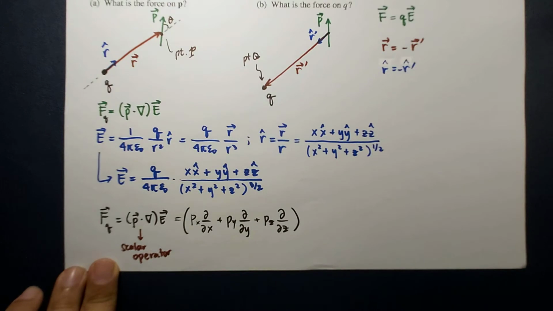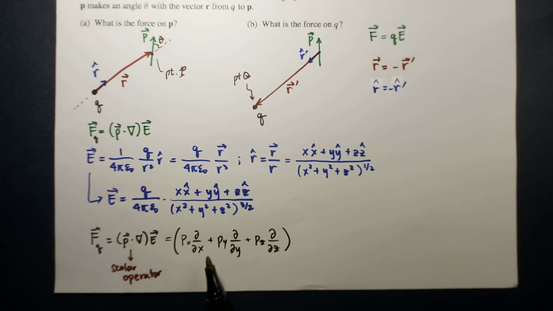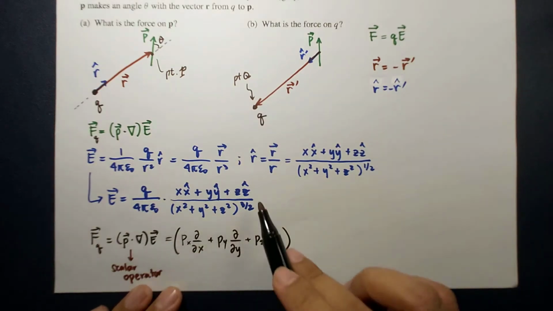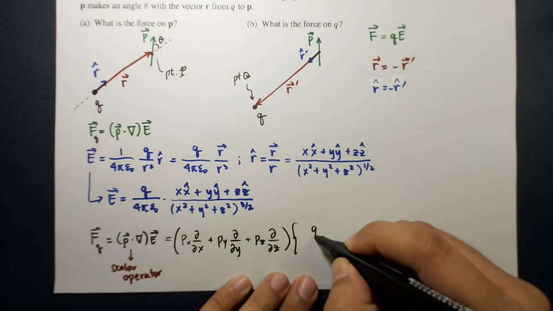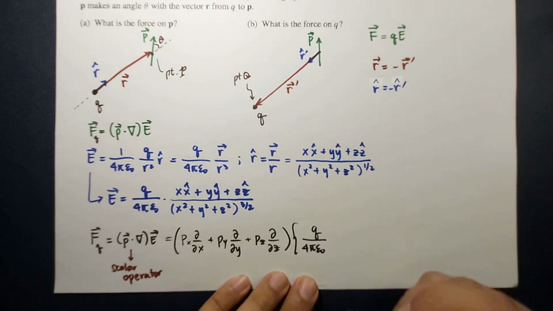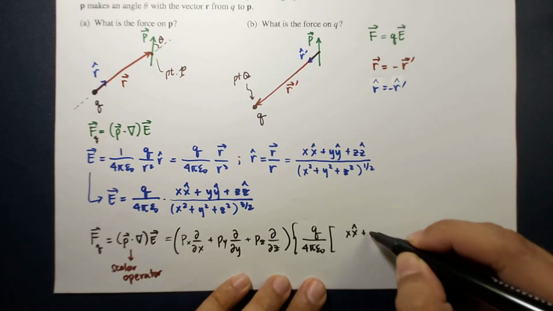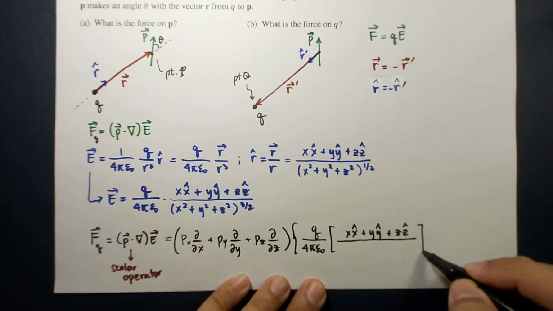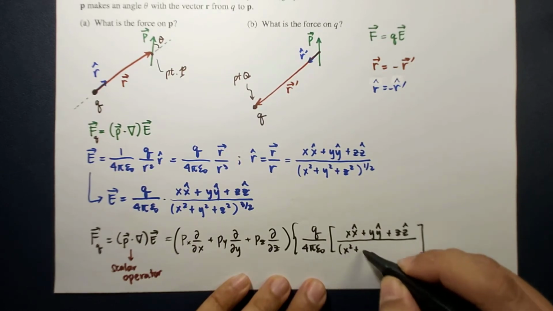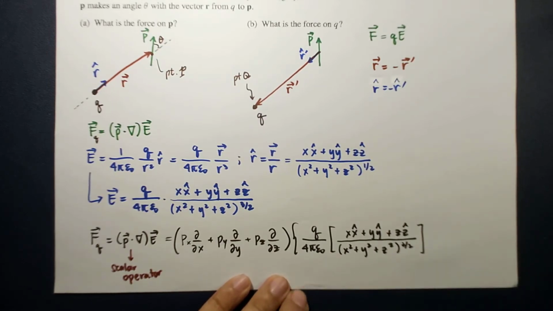That means this is a scalar operator, and it needs to act on something. In this case, it acts on our electric field, and that electric field is this. So this acts on Q over 4 pi epsilon naught times x hat plus y hat plus z hat divided by x squared plus y squared plus z squared to the 3/2.